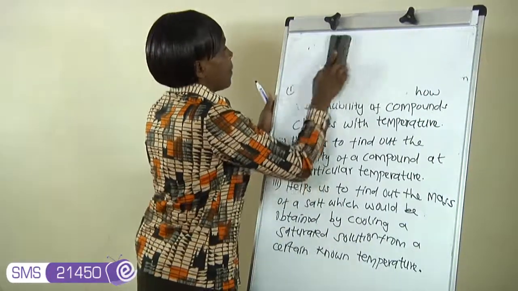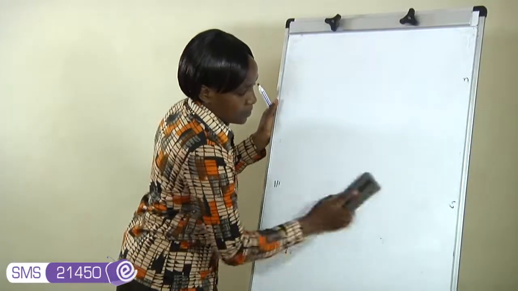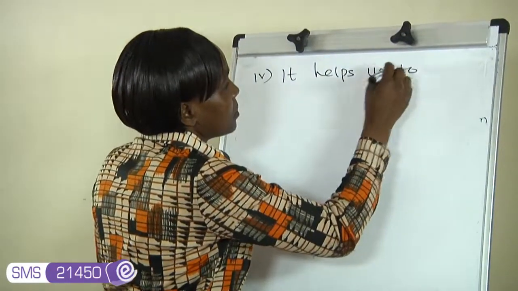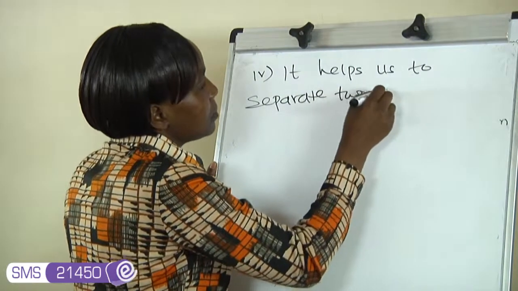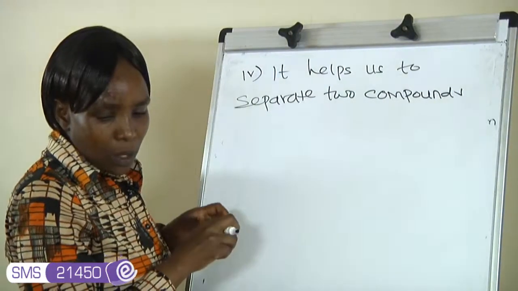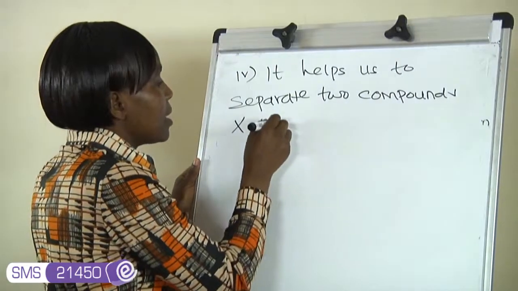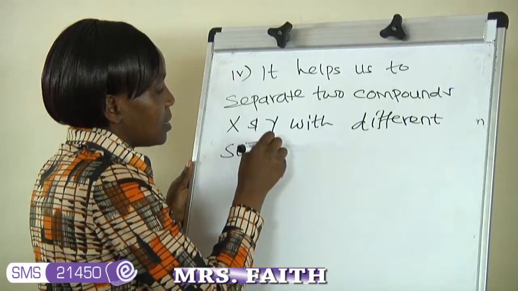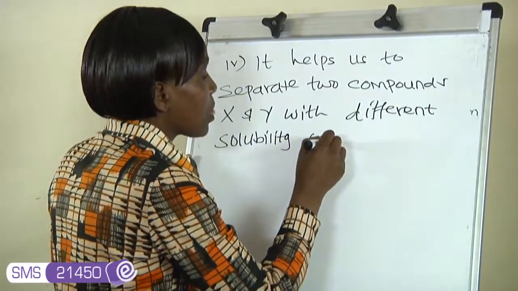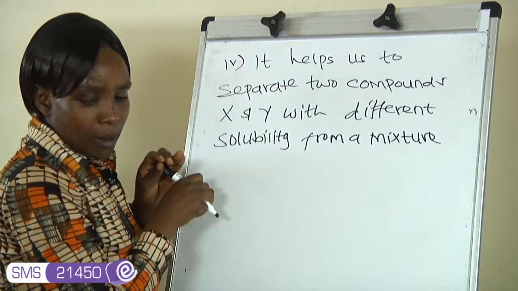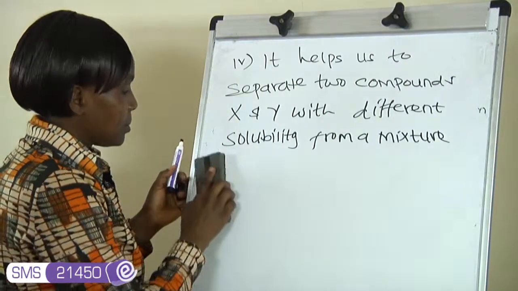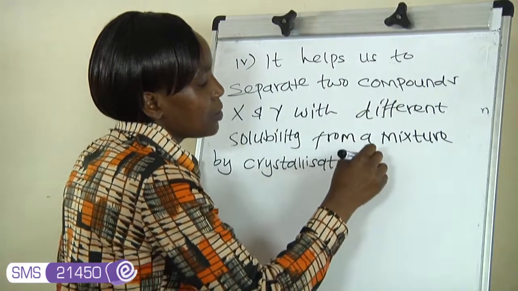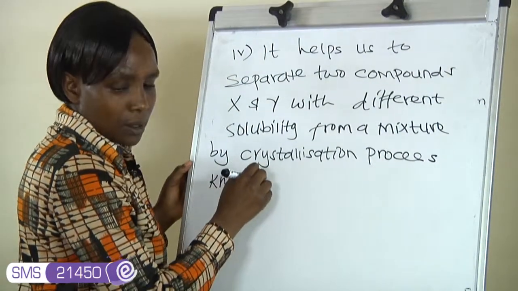And the fourth one helps us to separate two compounds with different solubility, maybe compound X and Y, from a mixture by a crystallization process which is known as fractional crystallization.